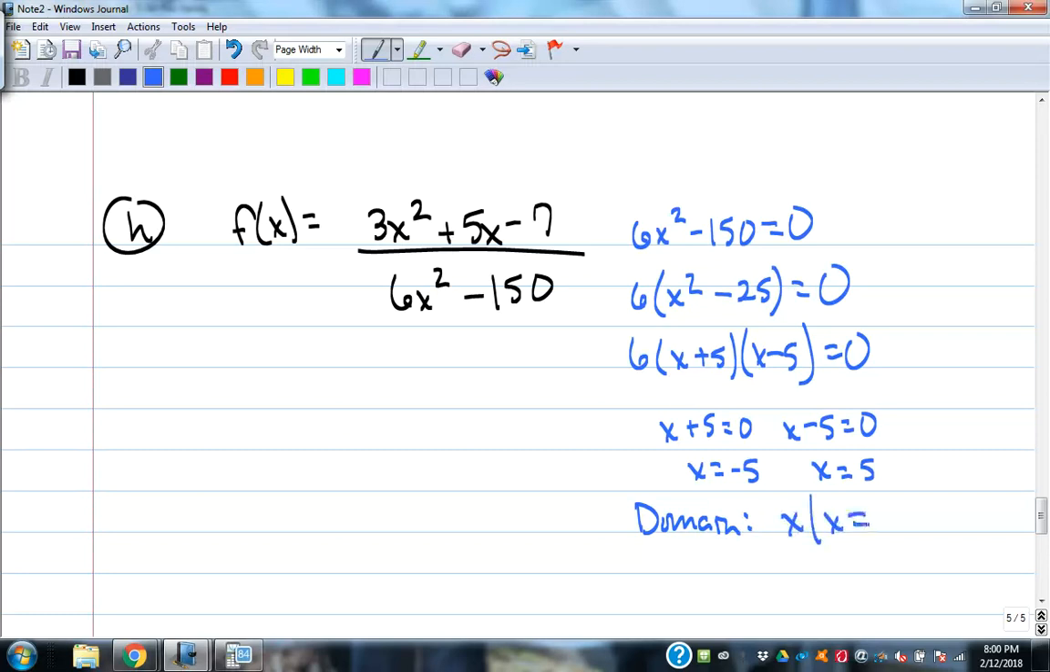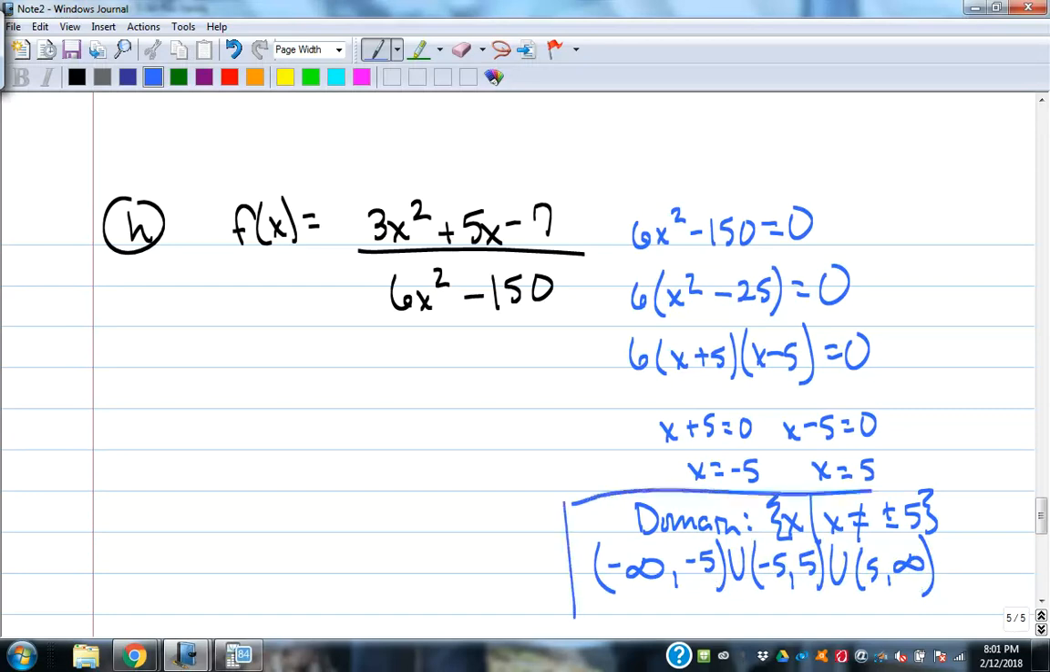X such that x does not equal plus or minus 5. Interval for that, negative infinity to negative 5, union, negative 5 to 5, union, 5 to infinity. Pretty ugly, but that's okay. Set notation is pretty clean looking, though. All right, so at this step, we've got the factored form of the denominator. That's key to have that.